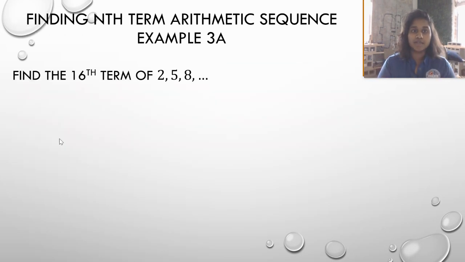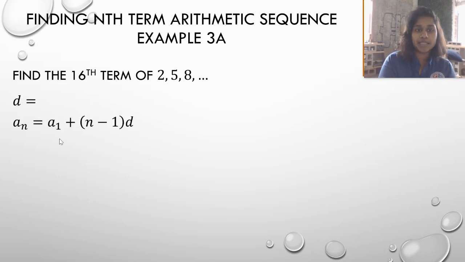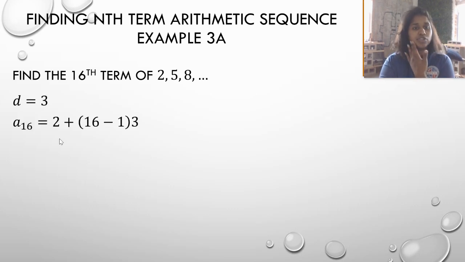Look, they did want us to find that nth term. In this case, they want us to start with the 16th term of the sequence 2, 5, 8. So let's go ahead and create our explicit formula. The d value between these is a positive 3, and there's our explicit formula.